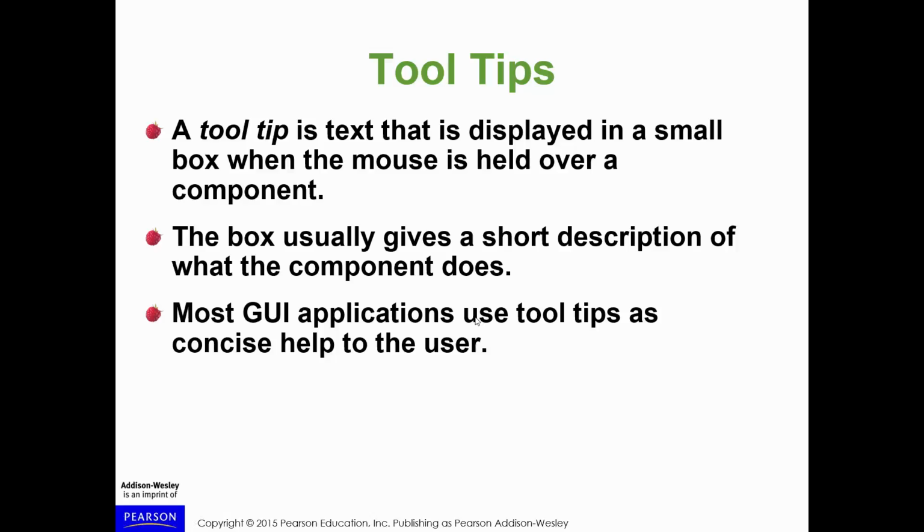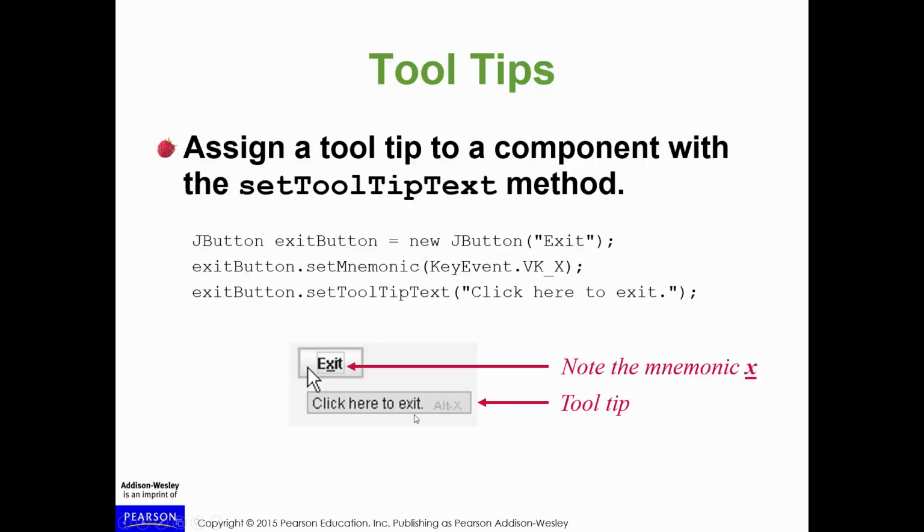Tooltips. I think we all know what tooltips are. As it says, they're displayed in a small box when the mouse is hovered over them. Typically, it gives a short description of what a component does. Just be real leery. That's kind of a dumb example: "Exit. Click here to exit." I understand why the author put that in there, but that's probably not something you'd actually use.